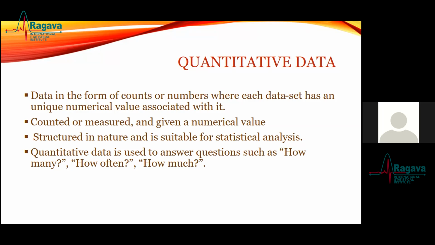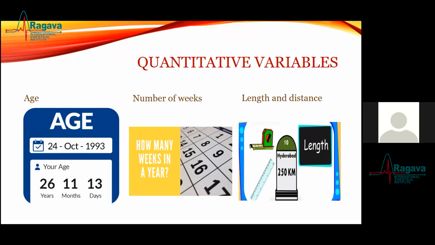Quantitative data is used to answer questions such as how many, how often, how much. These types of questions will always give you an answer which provides us with quantitative data. Some examples of quantitative variables include age. When a person is questioned about his age, he always gives an answer in a numerical value. He may say, I'm 25 years old, I'll be turning 60 this year. So the output you get is numerical, it is factual.